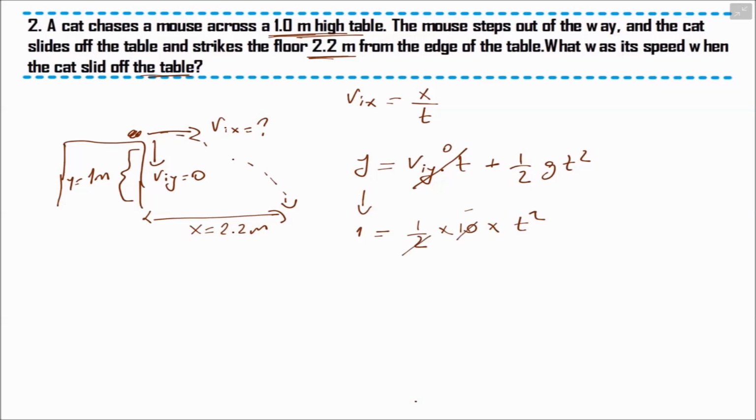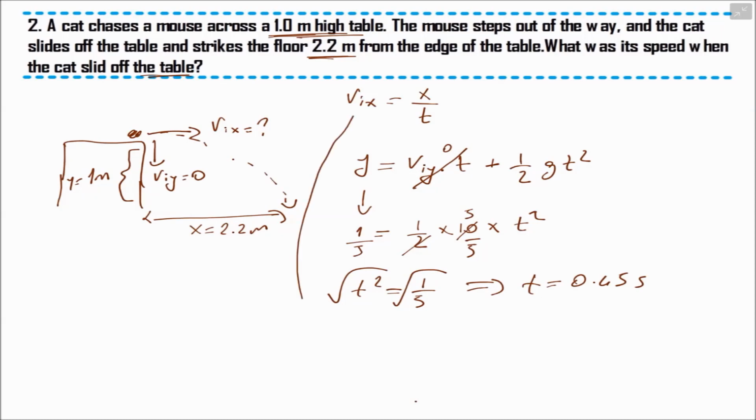If you divide these two, it will be 5. And if you divide both sides by 5, t squared will be equal to 1 over 5. If you take the root of both sides, t will be 0.45 seconds. So we will substitute in this formula: v initial x equals x over t. x is 2.2 meters over time 0.45 seconds, so the result will be 4.88 meters per second. Thanks for listening.